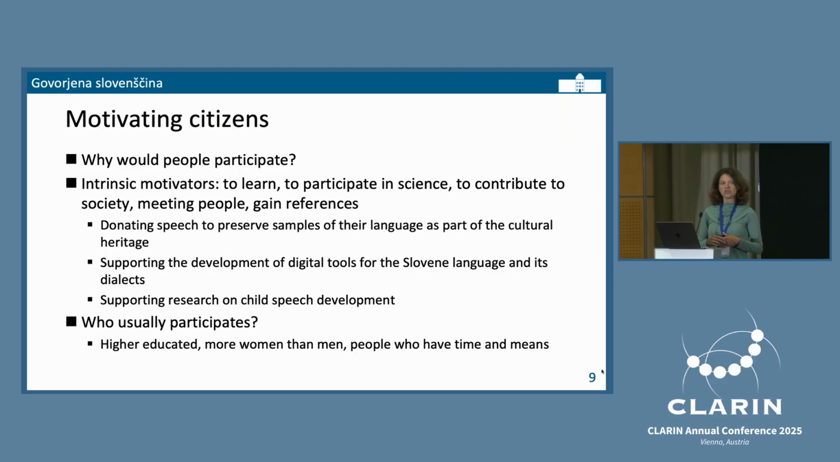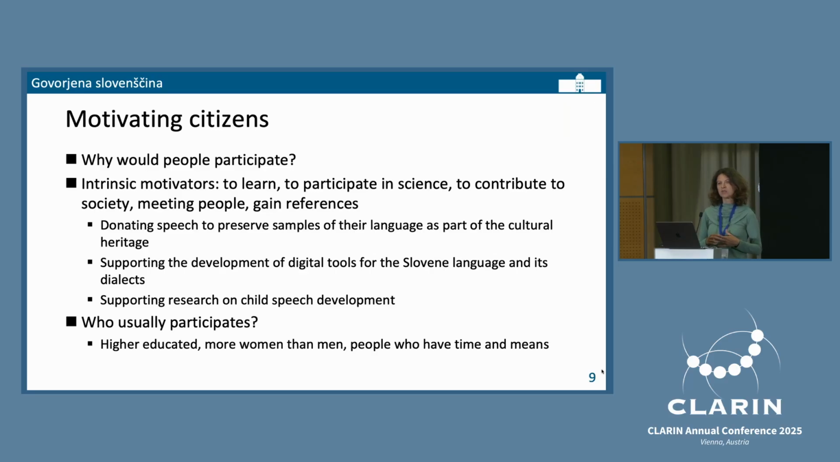So we have searched the literature on citizen science, and what we learned is that the intrinsic motivators for why people decide to participate in citizen science are that they want to learn something new, they want to participate in science, maybe they want to contribute to society, to meet people, or, especially if they are younger people, they want to gain references. So based on this, we have identified 3 potential intrinsic motivators for our goal.